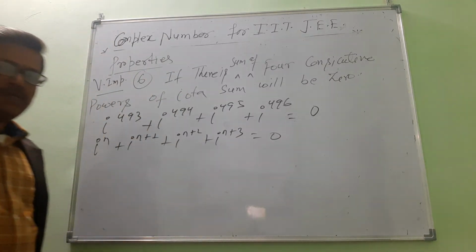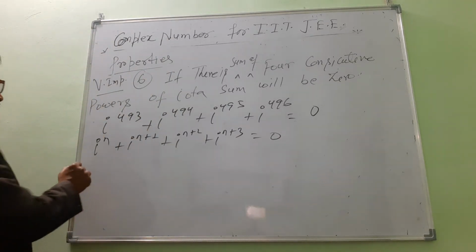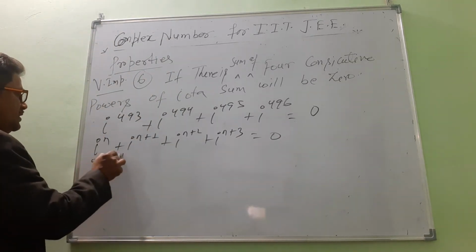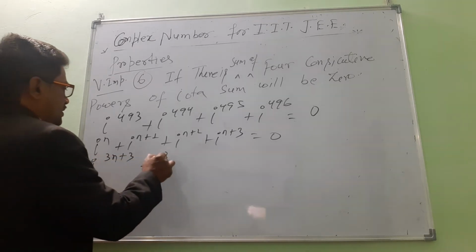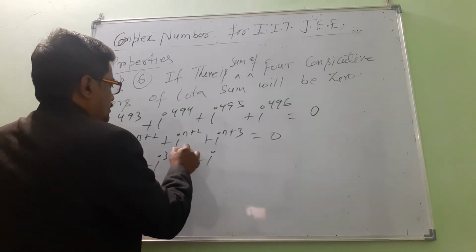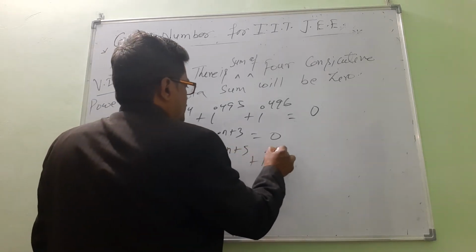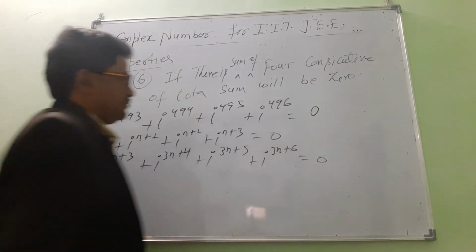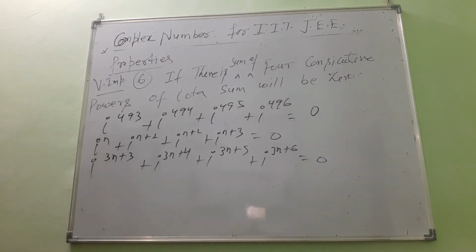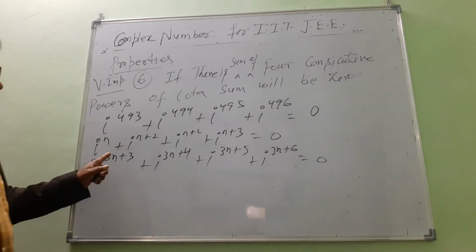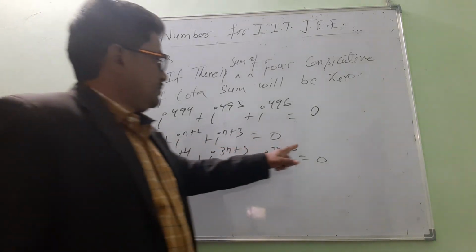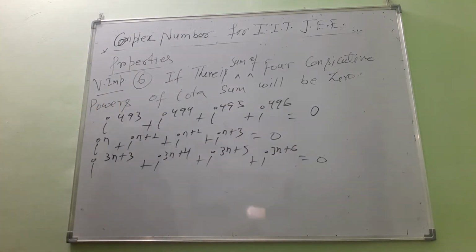Whatever be the format, we take the next one: iota to the power 3n plus 3, plus iota to the power 3n plus 4, plus iota to the power 3n plus 5, plus iota to the power 3n plus 6, sum will be 0. Whatever be the format of power, if powers are consecutive, then sum will be 0. Okay. Now I will take a very good question on this property.